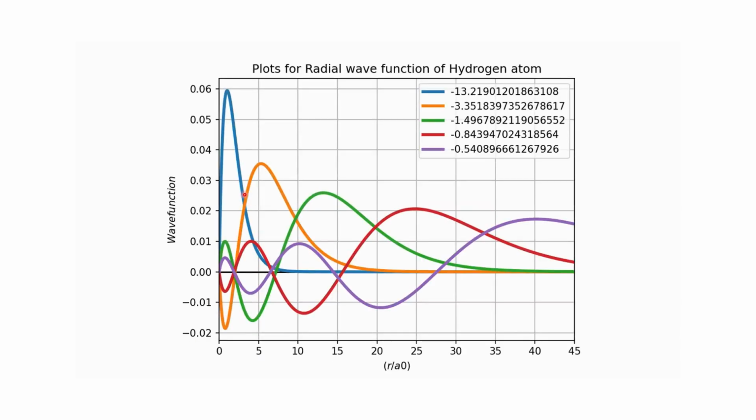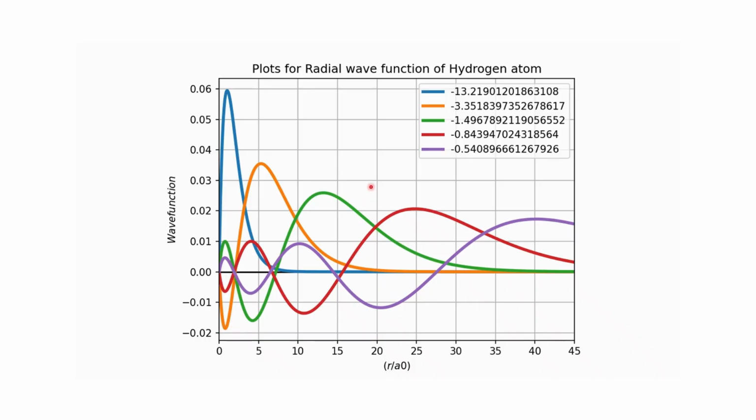So after running the Python code, we have the following results. In this graph, we have 5 wave function plots for the hydrogen atom. This curve represents the wave function for the ground state of the hydrogen atom, while the orange one is for the first excited state, and so on. From the figure, it is clear that the ground state wave function has 0 nodes, while the first excited state has 1 node, and so on.